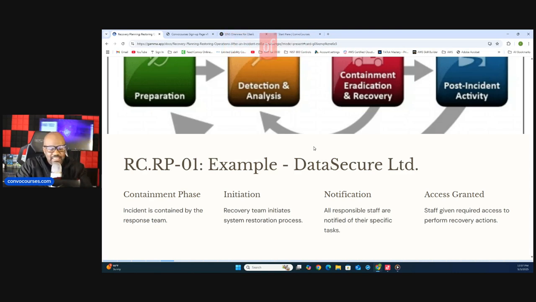So that's an example of an organization having a process in place that's ready for, let's say, a data center. Data Secure is a data center in California, and they're right on the fault line. So they have earthquakes all the time, and they're aware of them. But in the event that there's a big earthquake where they have to evacuate the building, they have to turn off the power, right? They're prepared for that. They have a document that's going to go through their containment phase, their initiation phase, their notification phase, and access granted. So that's the type of thing you would have for your recovery plan.